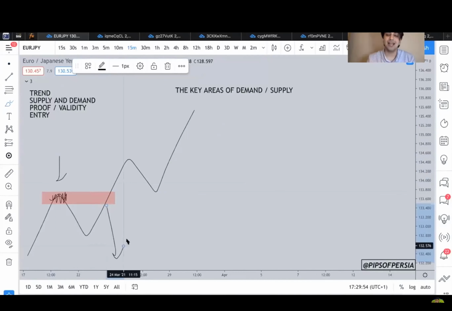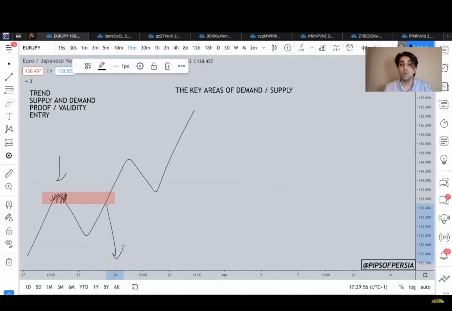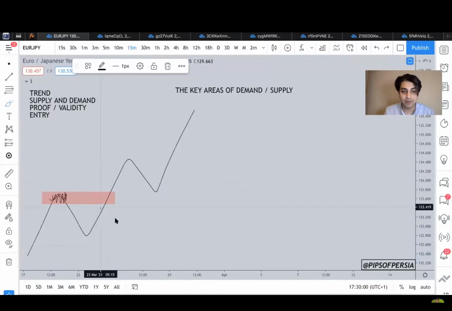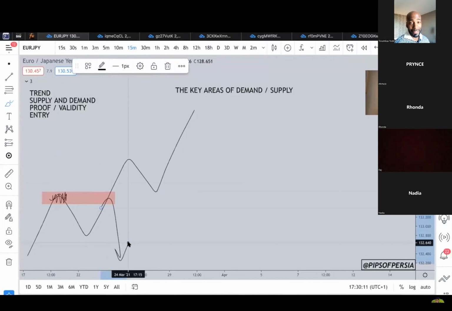Now, if that doesn't happen, it begs the question, why? Why did that not take place? If the market didn't reject this supply and go back down, you should start to ask yourself the question, number one, why it didn't get rejected? And number two, what was the cause that in a way invalidated that level, right? And what I mean by that is this.